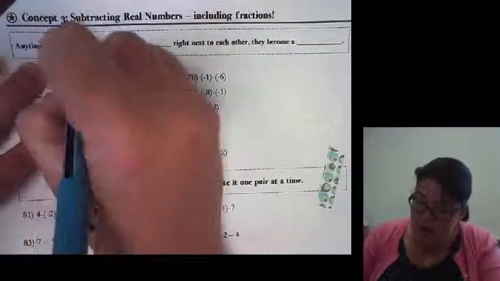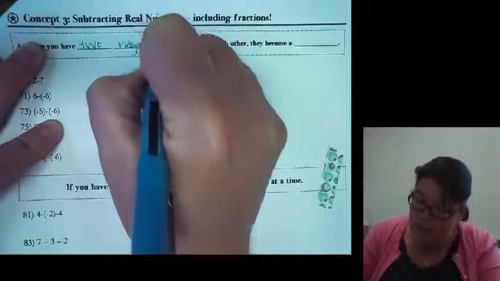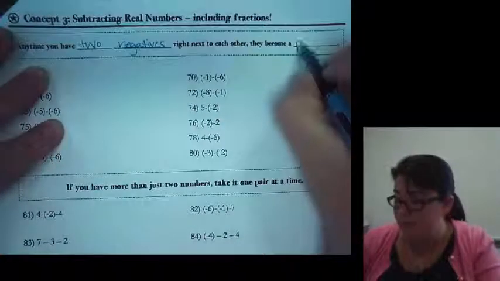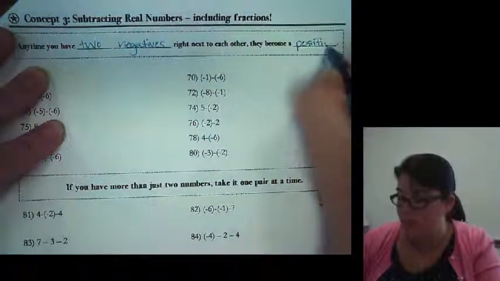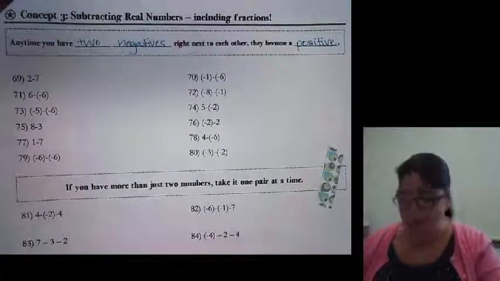Anytime you have two negatives right next to each other, they're going to become a positive. Two negatives right next to each other, they become a positive. So what do I mean by that? Well, let's take a look.